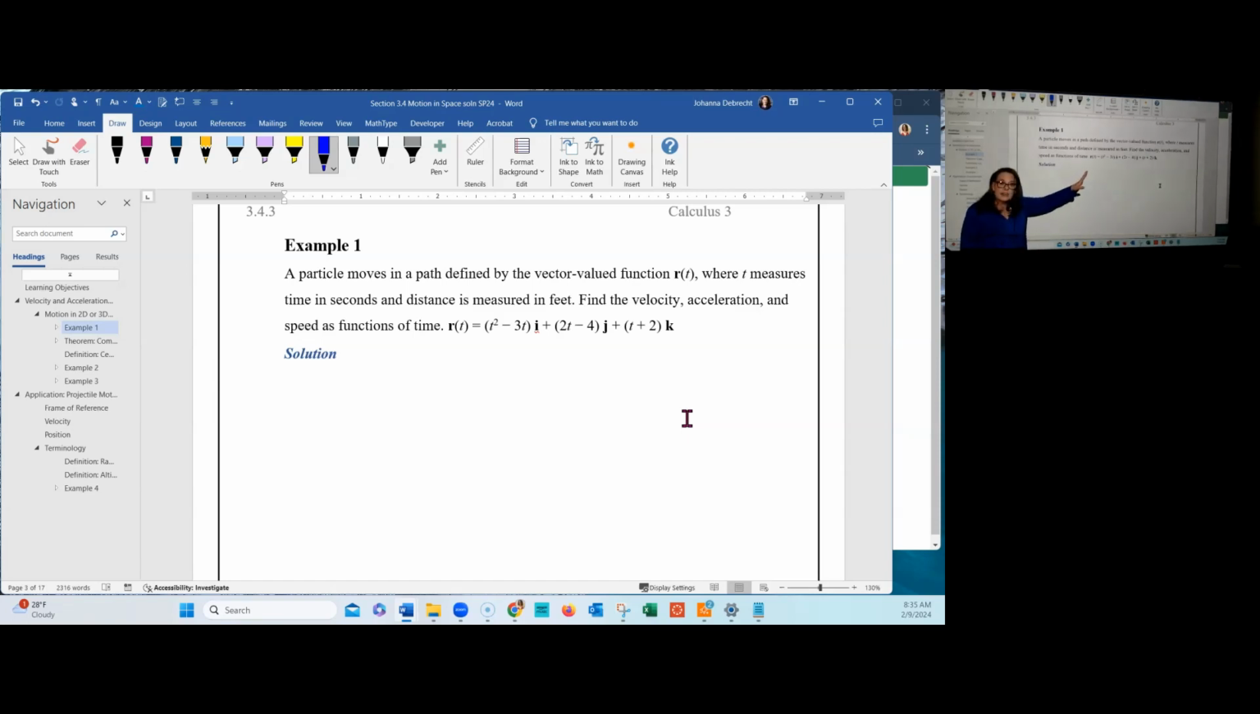Now, velocity and acceleration will be vectors, but speed will not. It will be a real valued function of t. So go ahead and pause the video, work out the solutions, then turn the video back on and we'll compare our results.